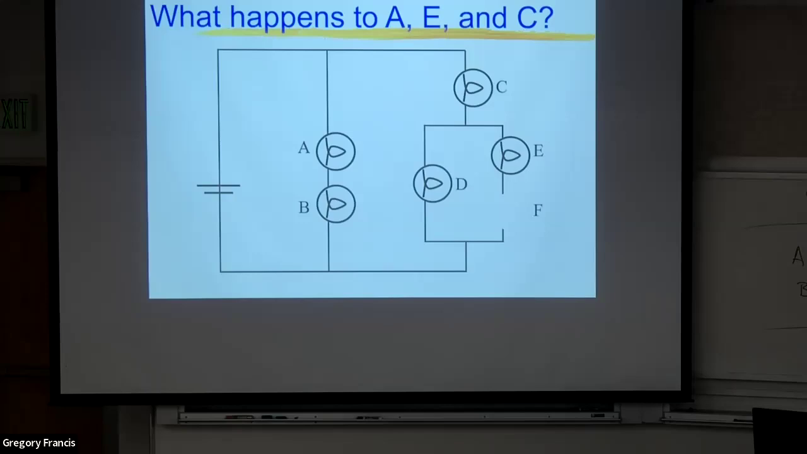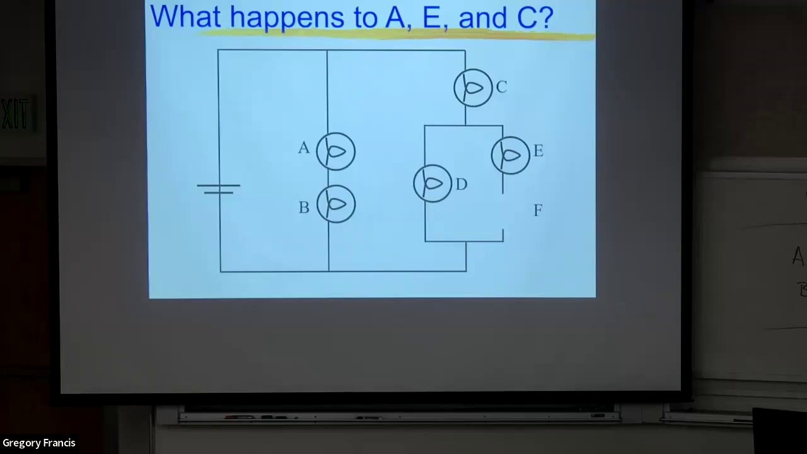Nothing. We found last day that paths that are parallel across the battery are independent. Anything I do to branch 2 is going to have no effect whatsoever on branch 1. A and B remain unchanged, okay? What about C?